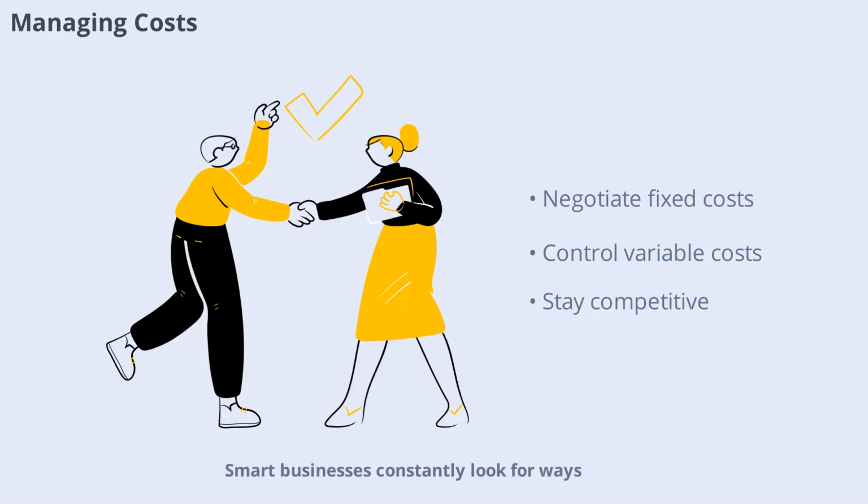Smart businesses constantly look for ways to control both fixed and variable costs. Negotiating better rent, automating processes, or finding cheaper suppliers can all help. Regularly reviewing your costs keeps your business lean and competitive no matter what the market brings.